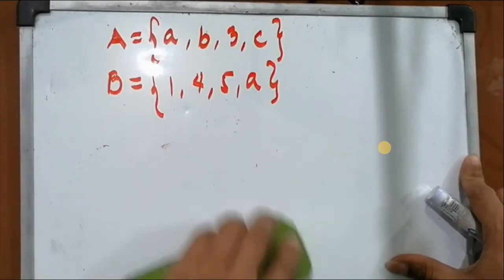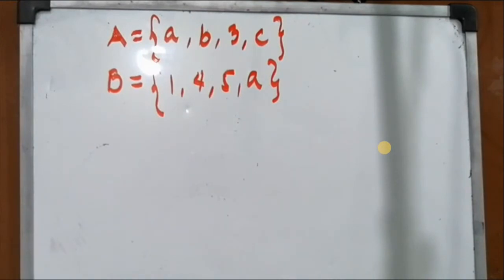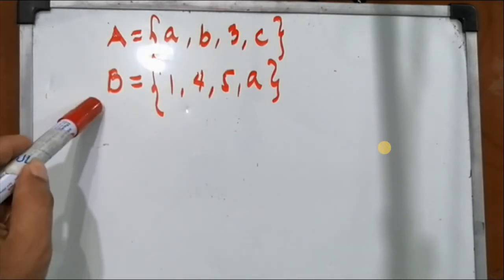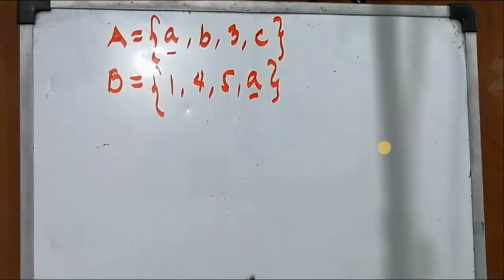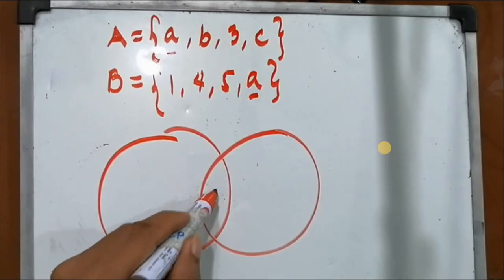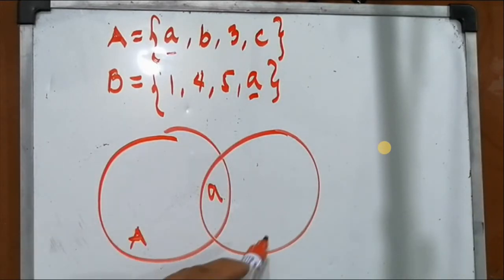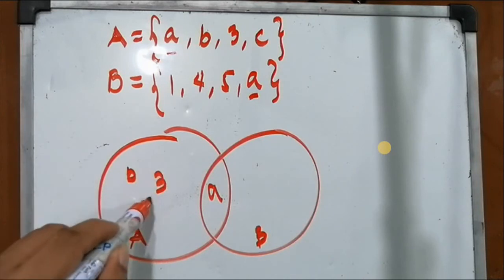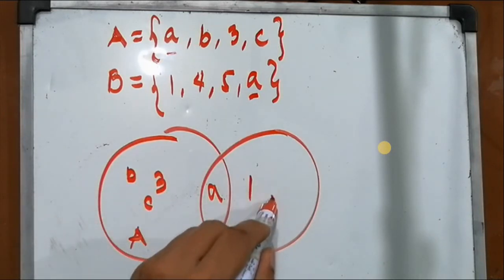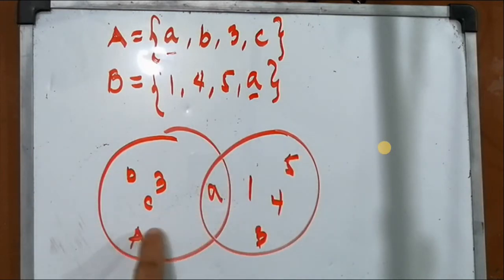So using the example above, let's find what element or elements are common to both A and B. With this example, we can say that A is the common element of set A and B. So using the Venn diagram, I'm going to write A here because A is common to set A and set B. So set A, we have B, 3, C, set B, I have 1, 4, 5, and A. So this is the common or the intersection of two sets.